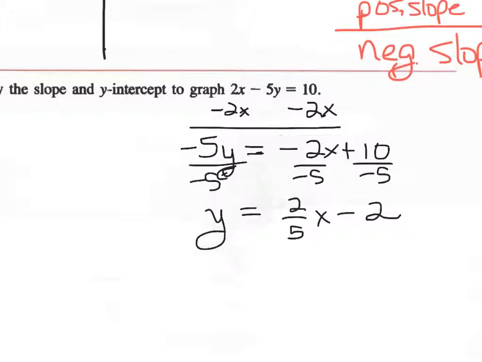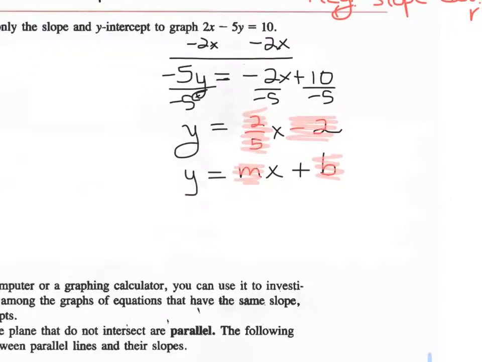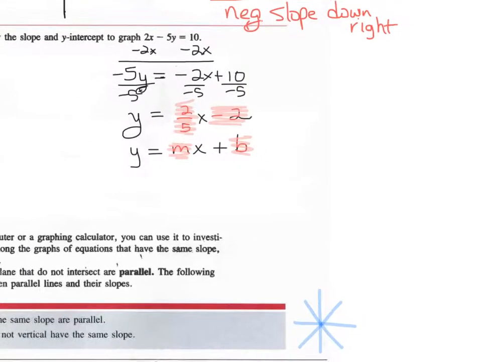Now I can identify my slope and my y-intercept. Again, y equals mx plus b. Notice this time there's a subtraction sign, so my b this time is actually -2. My slope is the number in front of x, and it became positive 2/5. So now I'm going to graph this using the slope-intercept method. Again, let me make a graph over here.